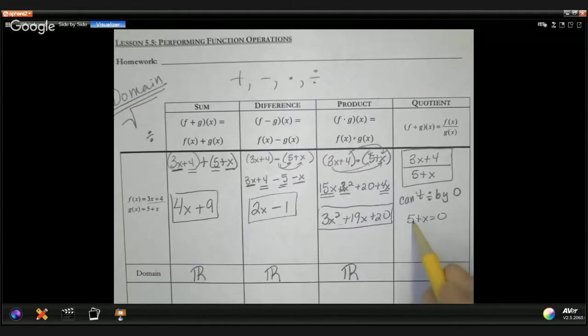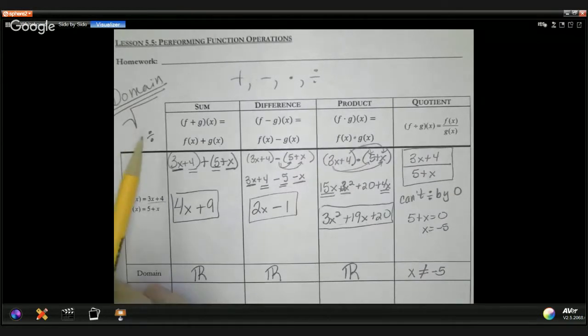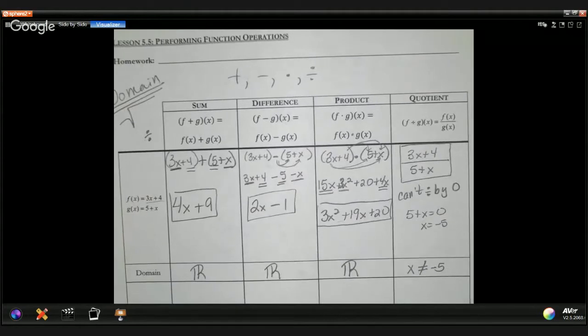And so to get rid of a positive 5, I would subtract it. So that means I can't have negative 5. Because if I have a negative 5, 5 plus negative 5 is 0, and you can't divide by 0. And so my domain is everything except negative 5. So this is what I mean by the domain: when you divide, you usually are going to have something that it can't be. And for this one, it can't be negative 5.